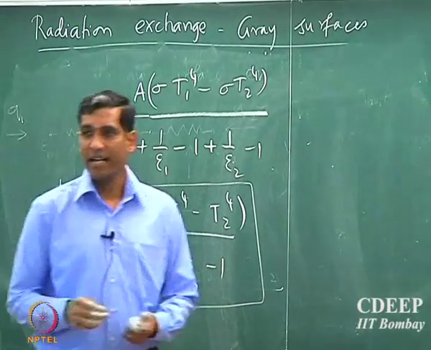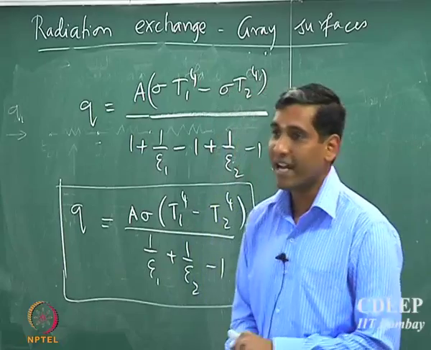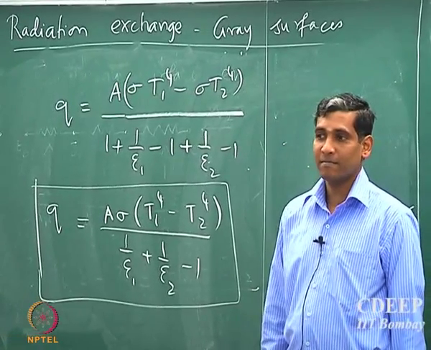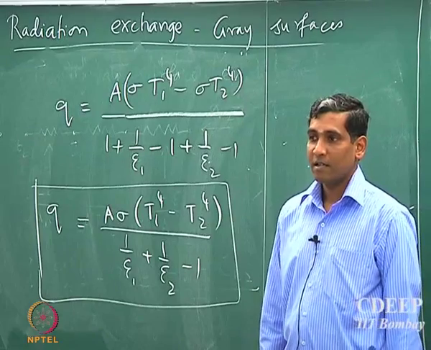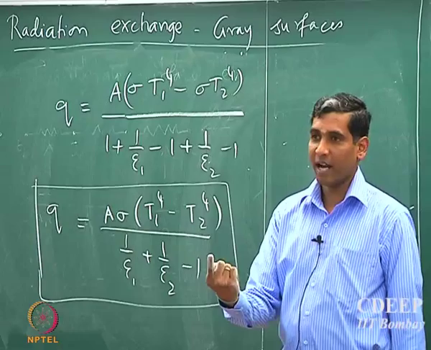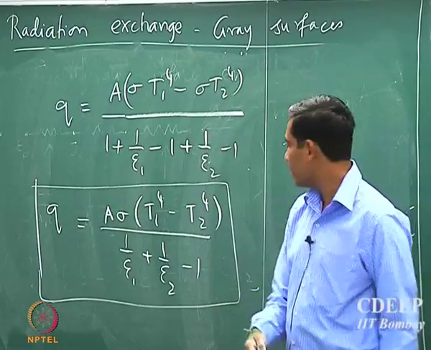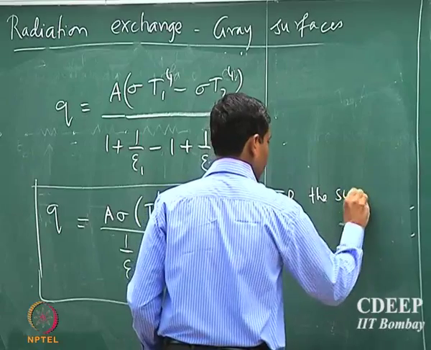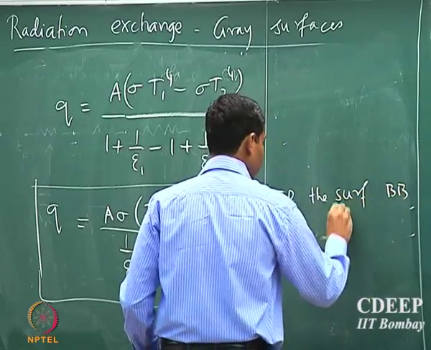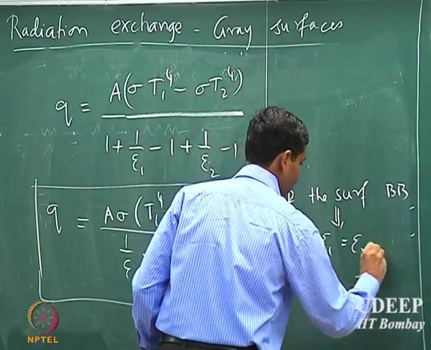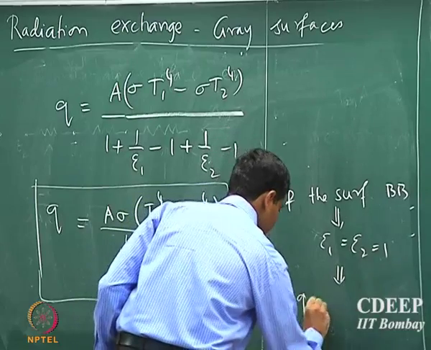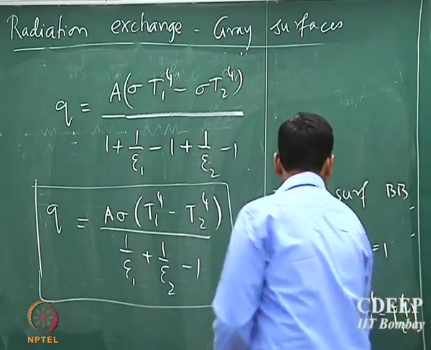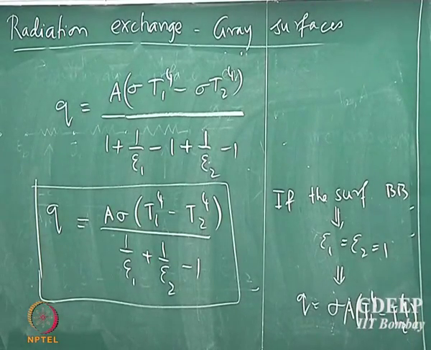So, that is the net radiation exchange between two gray surfaces. Note that if they were to be black bodies, what will happen? The emissivities are 1, right? If it is a black body, emissivities are 1. So if the surfaces are black bodies, then emissivities are 1, and this will simply become sigma A into T1 to the power of 4 minus T2 to the power of 4. This is the classical relationship that all of you have seen, right?